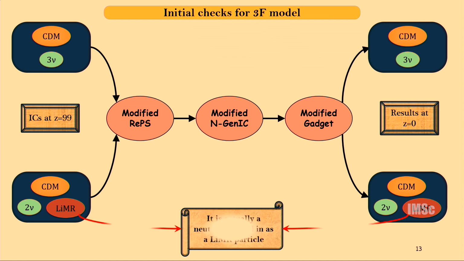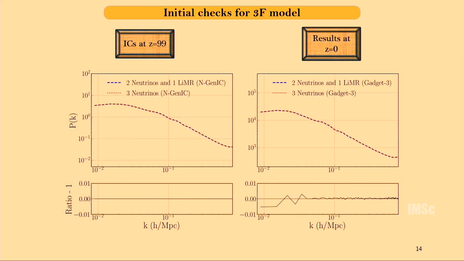Now, if you consider that this LiMR particle is a neutrino, then in one case you have a CDM particle with 3 neutrinos, in the other case you have a CDM particle, 2 neutrinos and the third neutrino is passed with the LiMR flag. In principle, these two scenarios are the same. Now, the results should match if the pipeline is working correctly. These are the results where you see that both at redshift of 99 and at redshift of 0, we are able to match the results, hence the pipeline is working fine.